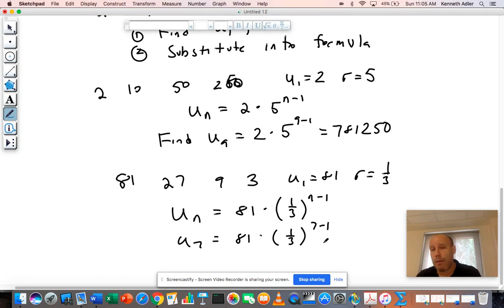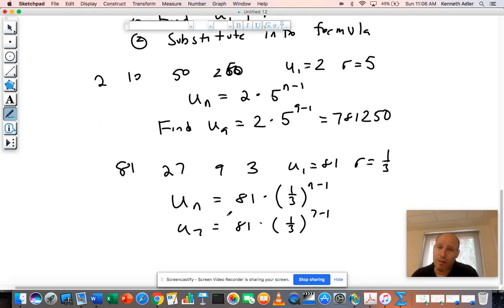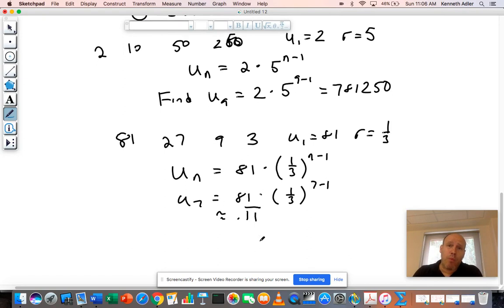Hey Siri, 1/3 to the 6th power times 81. The answer is approximately 0.111111. Good. So it was 1 repeating, and try to figure out what that is. Sometimes they ask for a decimal, sometimes they ask for a fraction. I think I wrote the wrong number down here. Anyway, that's basically it.